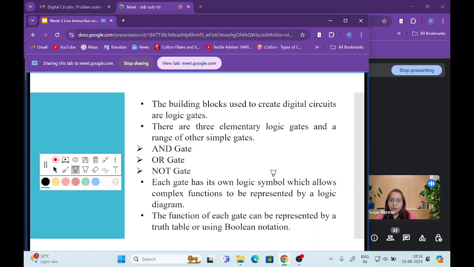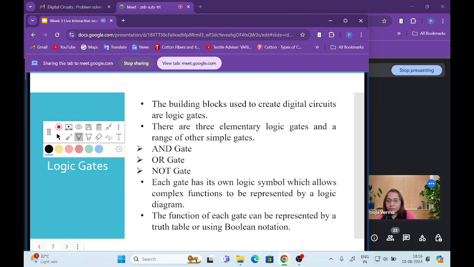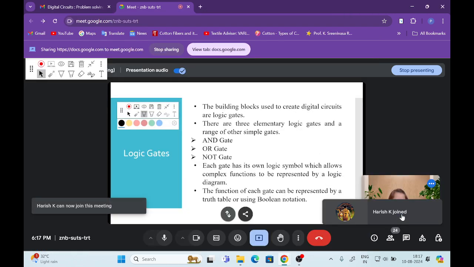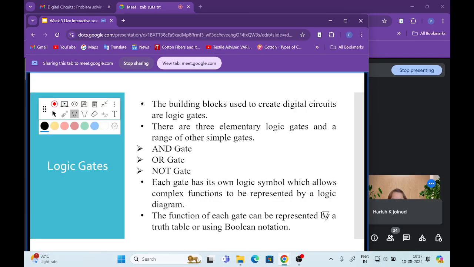Okay, so next one is the logic gate. We have already gone through the logic gates. What are the different logic gates? Logic gates are building blocks used to create a digital circuit. There are three elementary logic gates: the AND gate, OR gate, and NOT gate. Each gate has its own logic symbol, which allows complex function representation by a logic diagram. The function of each gate can be represented by a truth table or Boolean function.